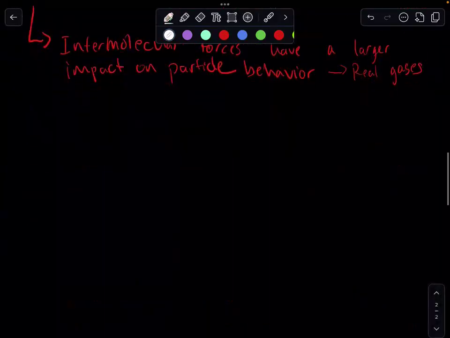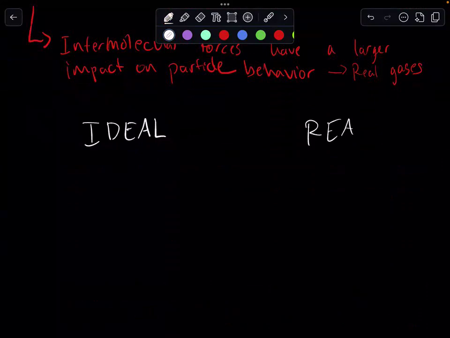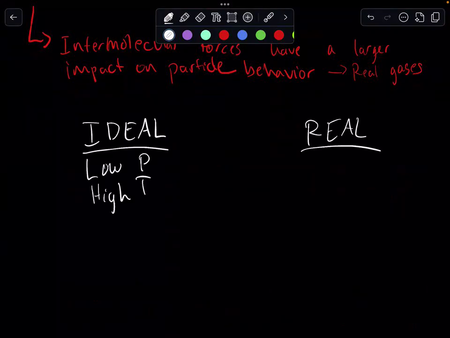So just to write this out, we have ideal and we have real. And in an ideal gas, we want very low pressure, so the particles are far away, and high temperature, so they're moving very fast. In a real gas, that's when we have high pressure, so the particles are very close, and we have low temperature, so the particles are moving very slowly.